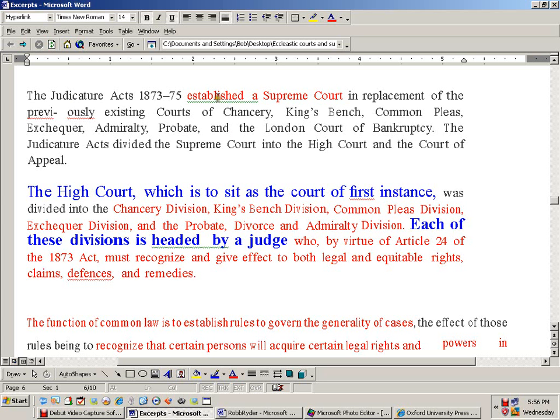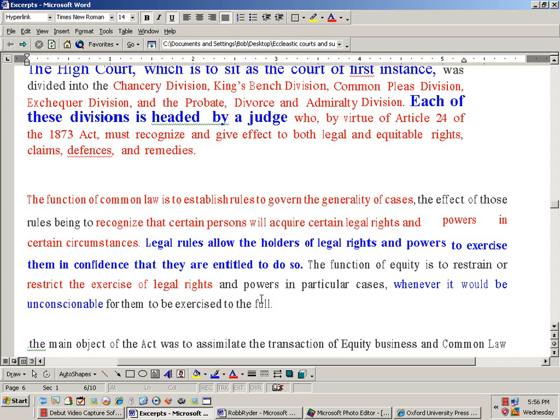The Judicature Act established a Supreme Court. There we go again, right? The High Court, which is to sit as the court of first instance, well, they call the bishop the judge of first instance, was divided into the Chancery Division, King's Bench. It was divided into each of these, each of these divisions headed by a judge. I wonder if the same judge heads them all. Right? Maybe there's just one judge that heads them all. Not that each one has its own. There's one judge over all of them.